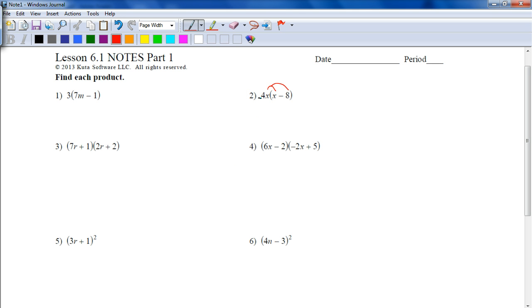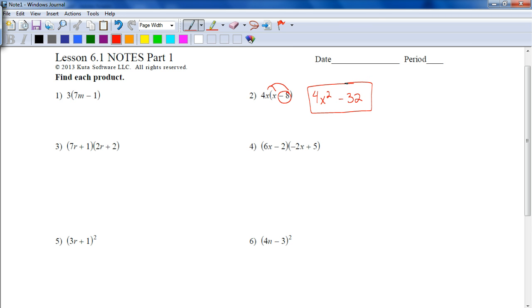So if there's a single term here like 4x, I'm going to multiply everything in parentheses by 4x. Now this should be basic review. But what I want to make sure that we talk about is the fact that if I have 4x times x, that's going to be 4x squared. And 4x times, now this is going to be a negative 8, 4x times negative 8 is negative 32. So our answer here for this equation would be 4x squared minus 32.